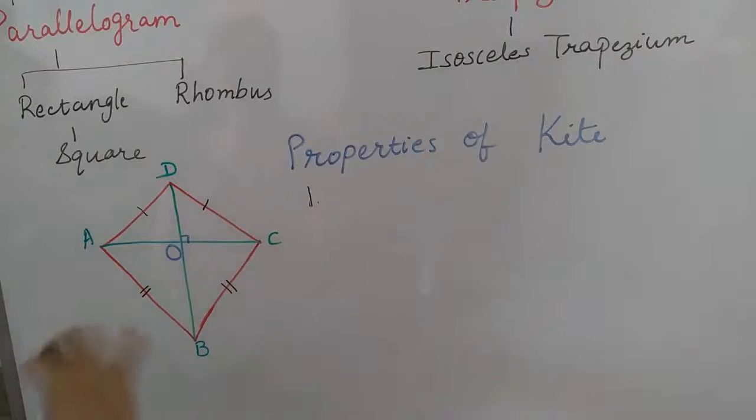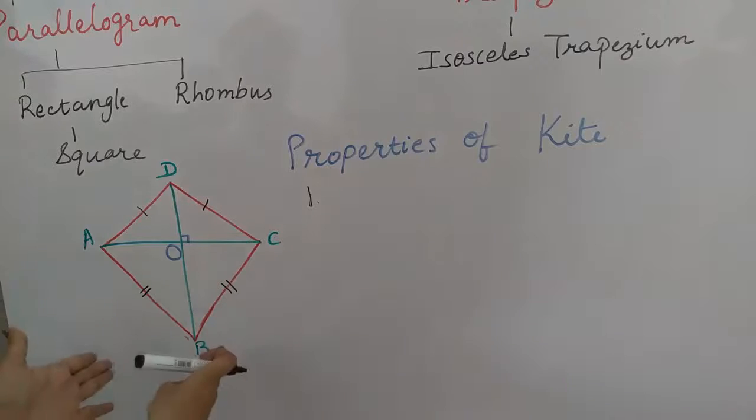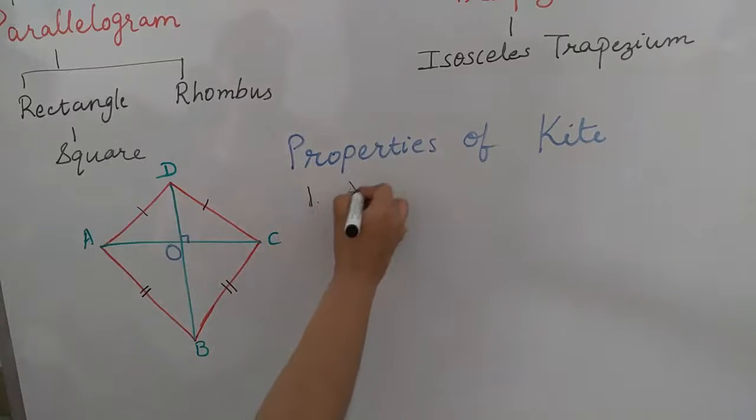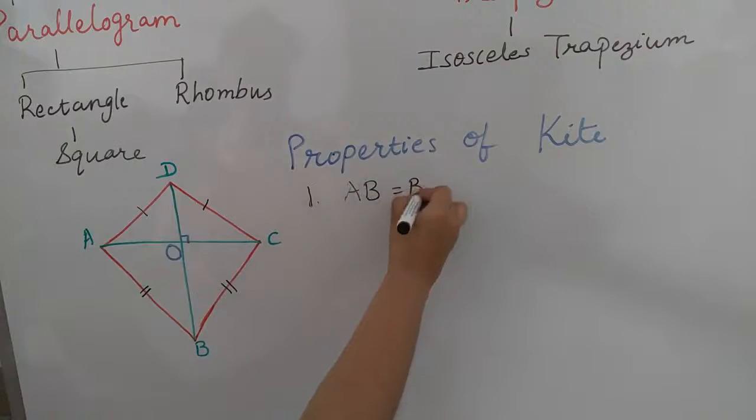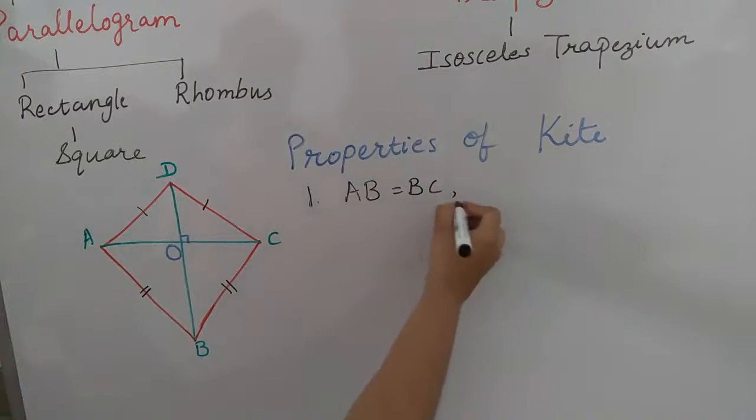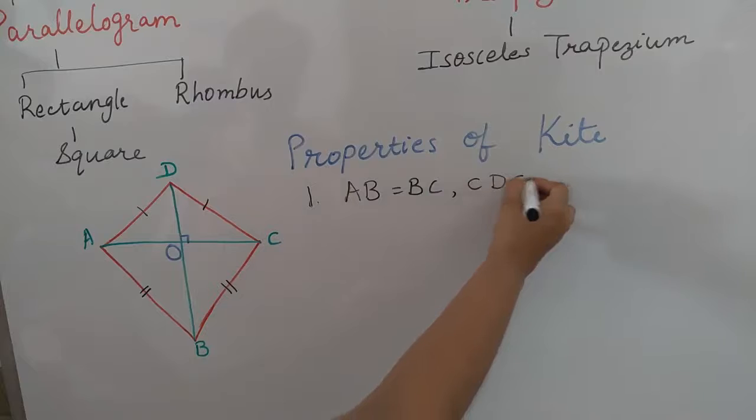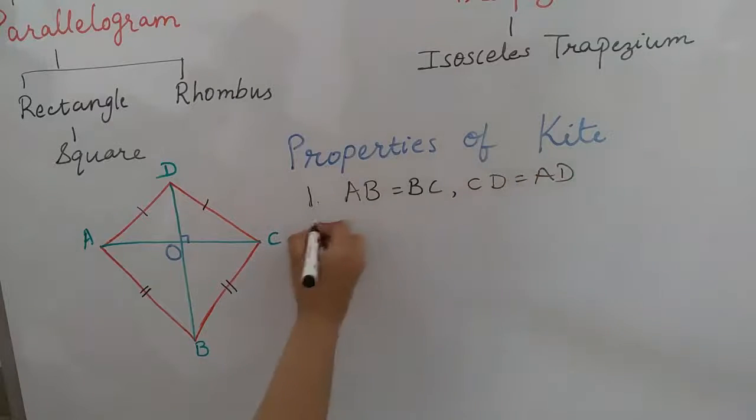Here no sides are parallel to each other, but we can write which two sides are equal. From the figure you can see AB is equal to BC and AD is equal to CD. Means the lower two sides are equal and the upper two sides are equal. So I write here AB is equal to BC and CD is equal to AD. Means the adjacent two sides are equal in measure.